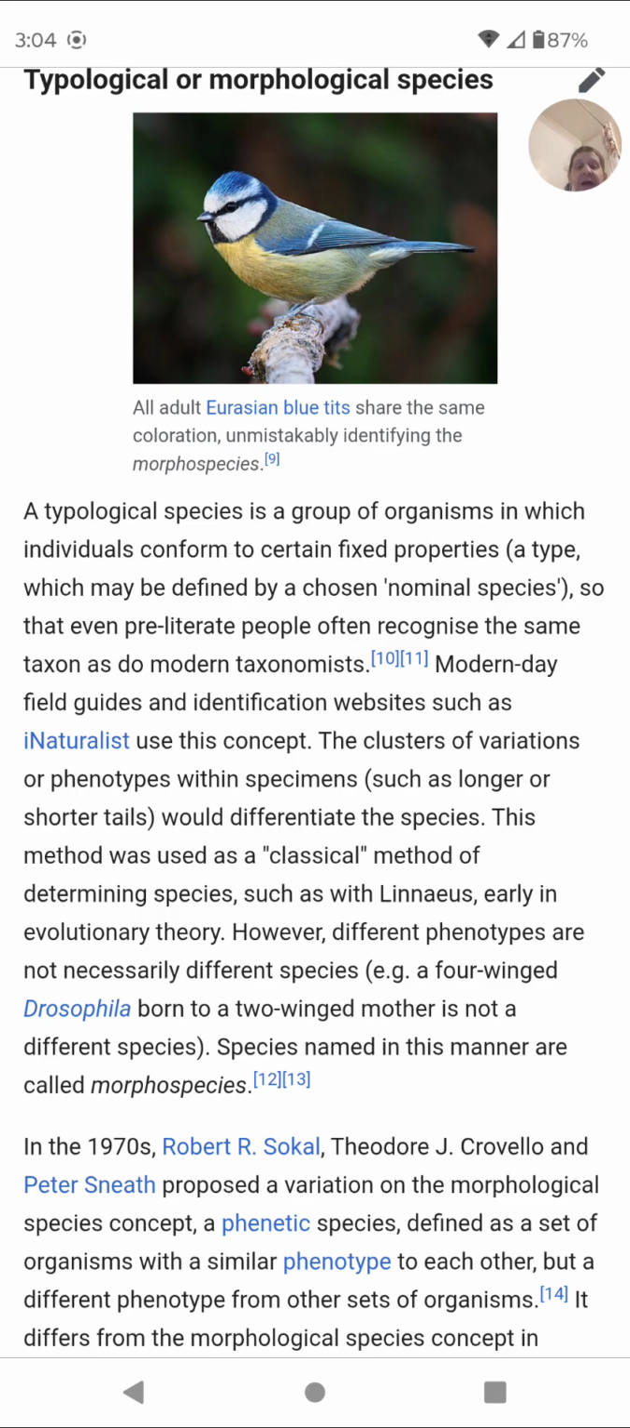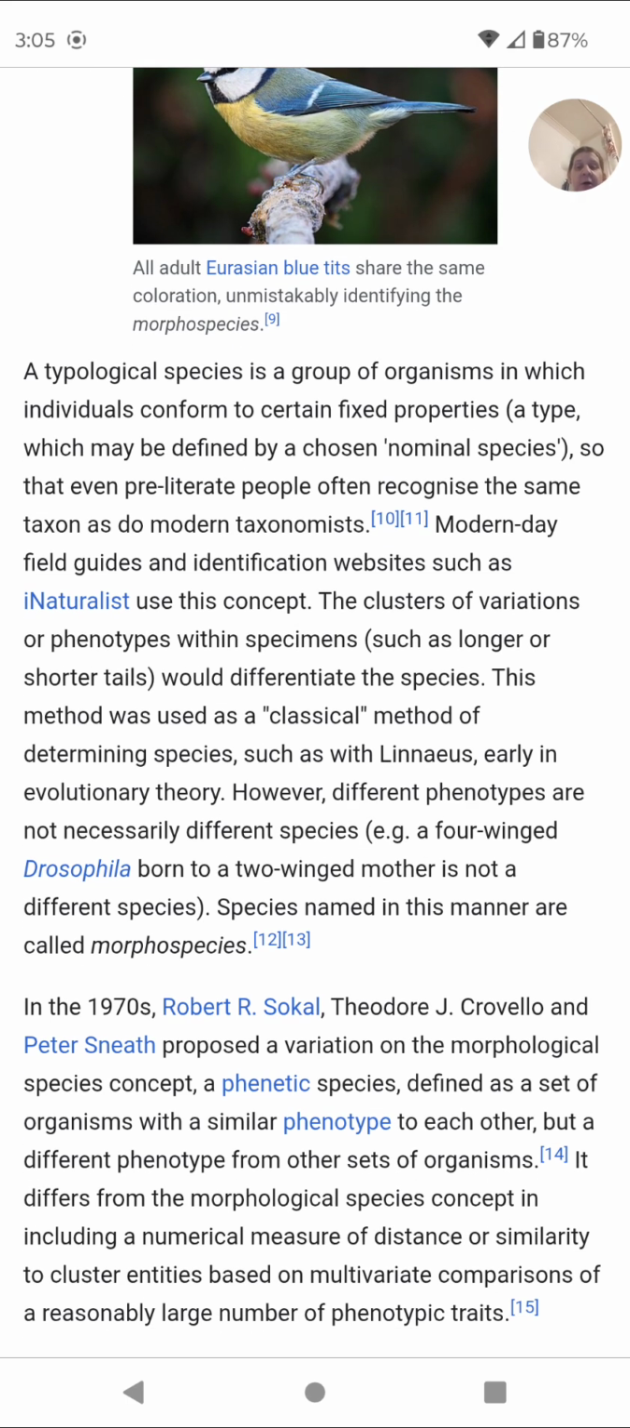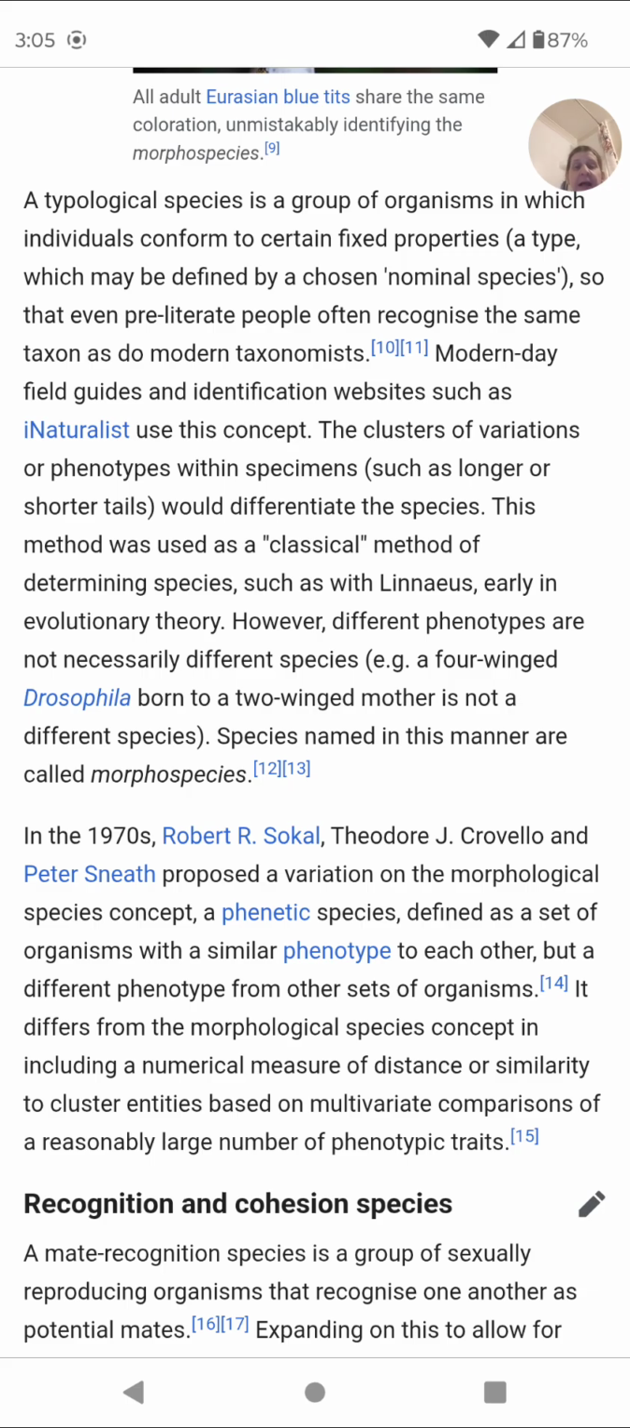The clusters of variations or phenotypes within specimens, such as longer or shorter tails, would delineate the species. This method was used as a classical method of determining species, such as with Linnaeus early in evolutionary theory. However, different phenotypes are not necessarily different species, e.g. a 4-winged Drosophila born to a 2-winged mother is not a different species. Species named in this manner are called morphospecies.